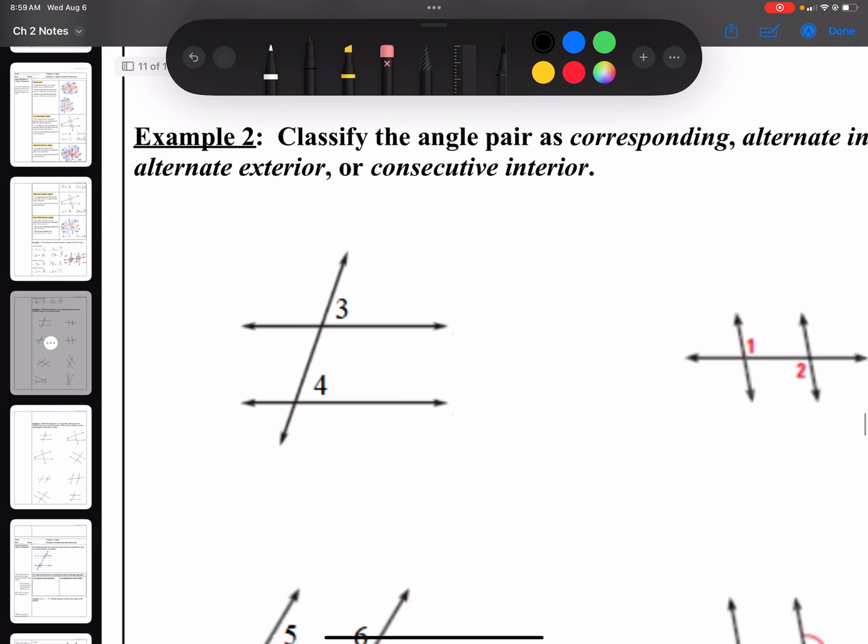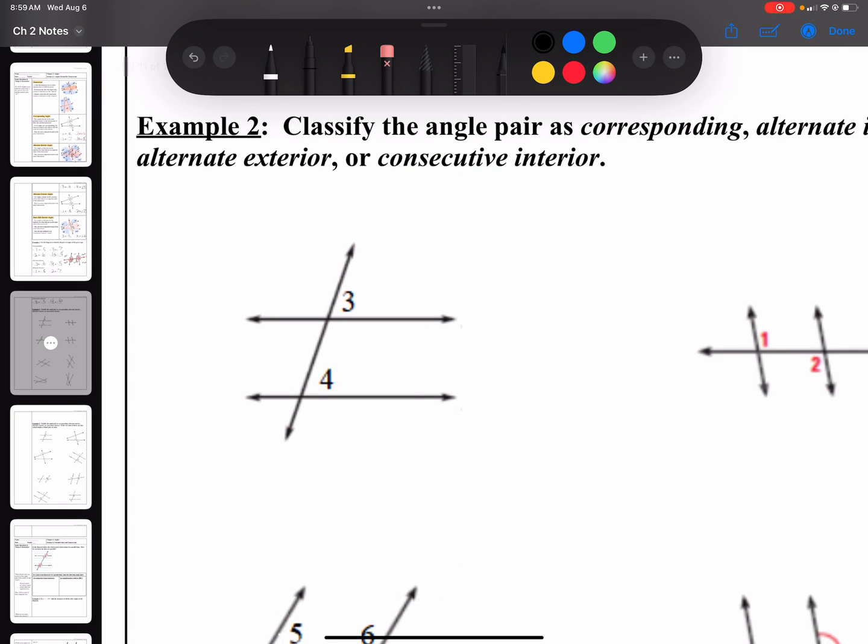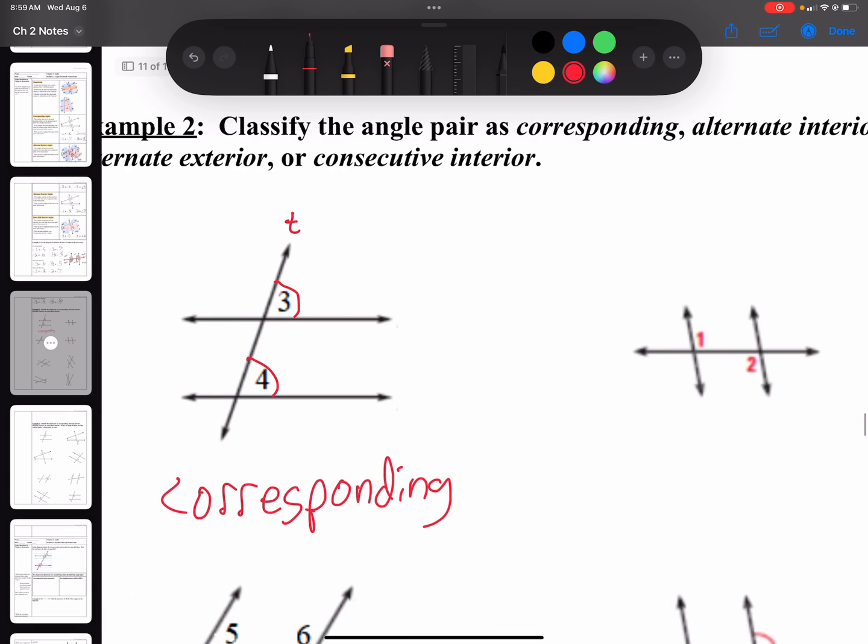Example 2. Well, here's my transversal. This is up and to the right. This is up and to the right. Same position. Those are corresponding angles. Here's my transversal. 1 and 2 are both in the interior, and on different sides of the transversal, those are alternate interior, I'm abbreviating, angles. Alternate interior angles.